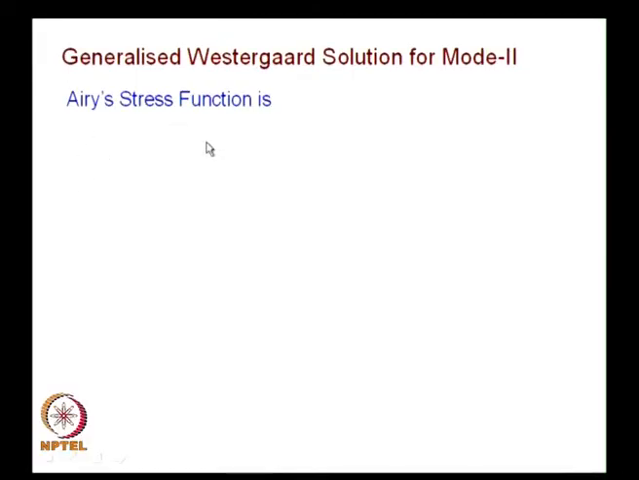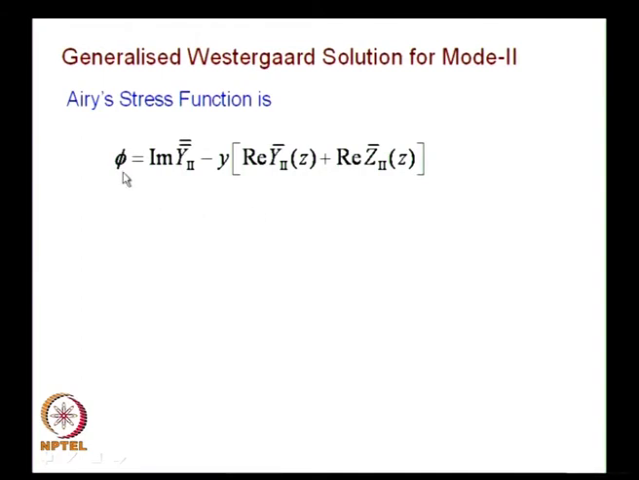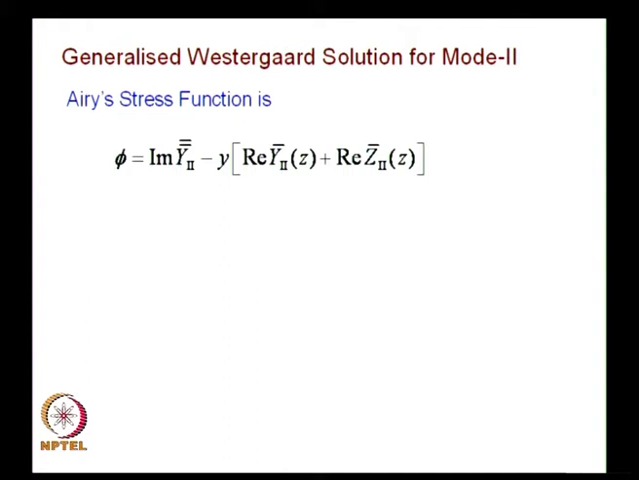I am just going to give you the stress function and the stress field. I will not get into the mathematical details, and the Airy stress function takes this form: imaginary part of y 2 double bar. Since we are discussing mode 2, I have put a subscript 2. When we discussed the mode 1 situation, we simply gave capital Z and capital Y. We did not give the subscript 1 there. Since we are discussing specifically the mode 2 situation, we are putting the subscript 2 here.